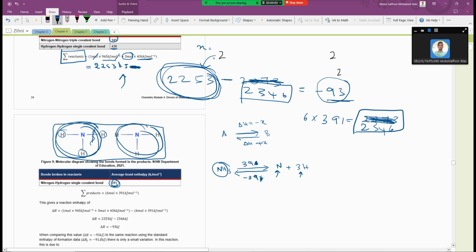First you have to calculate the summation of the internal energy of the reactants during the breaking of the bonds, and then find the internal energy of the products while forming the bonds, and then the difference will be the overall delta H. Understood? Okay.